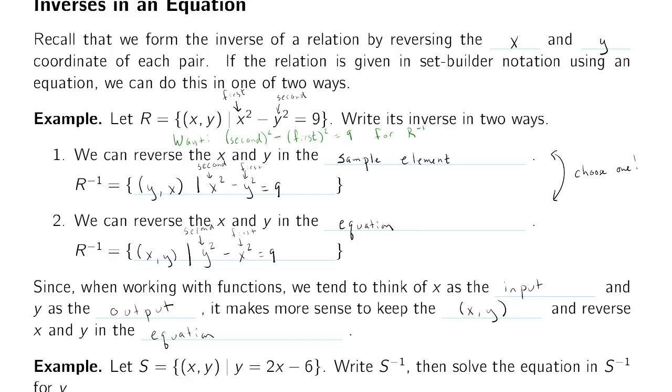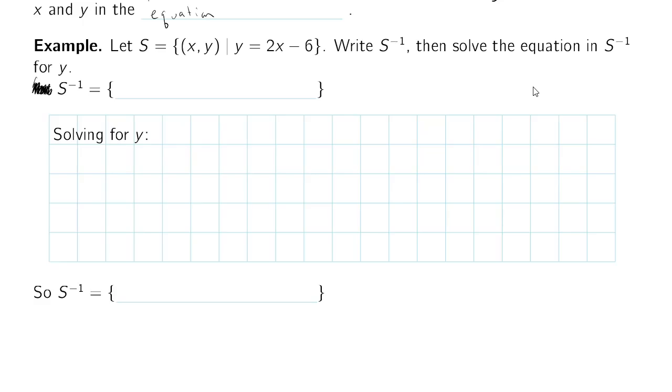And of course, keeping in mind that our goal is to work with functions, sometimes after we swap x and y in the equation, it will be useful to solve the equation for y. Here we have the relation S. S is the set of all pairs x, y, where y equals 2x minus 6. Now, this is a function. We can tell because the equation is in the form y equals stuff with an x in it.